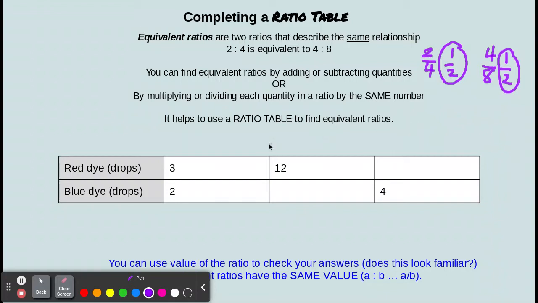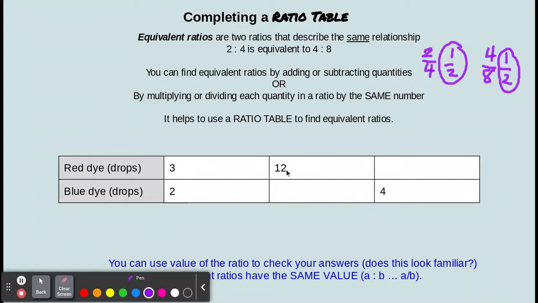A ratio table will help us find these equivalent ratios. Okay, so let's say we're making purple frosting, and we have to add red dye and blue dye to it. Okay, because we know red and blue together make purple. So the recipe calls for 3 drops of red and 2 drops of blue. Okay, but we want to find an equivalent ratio.